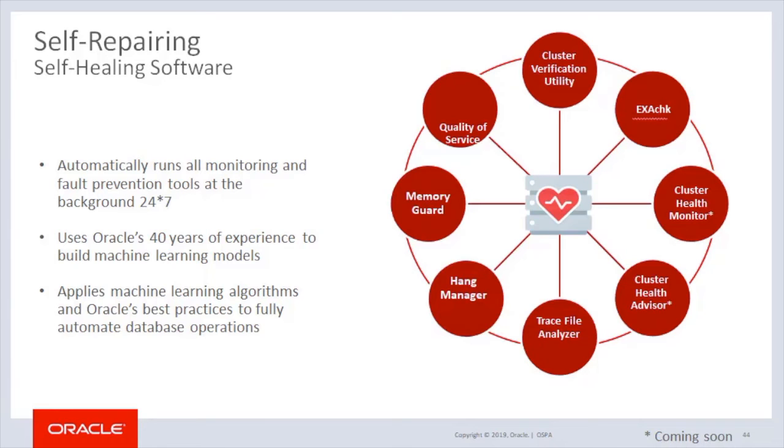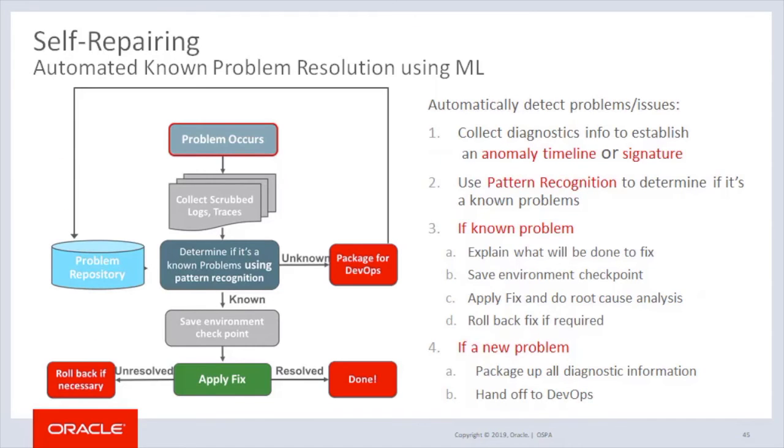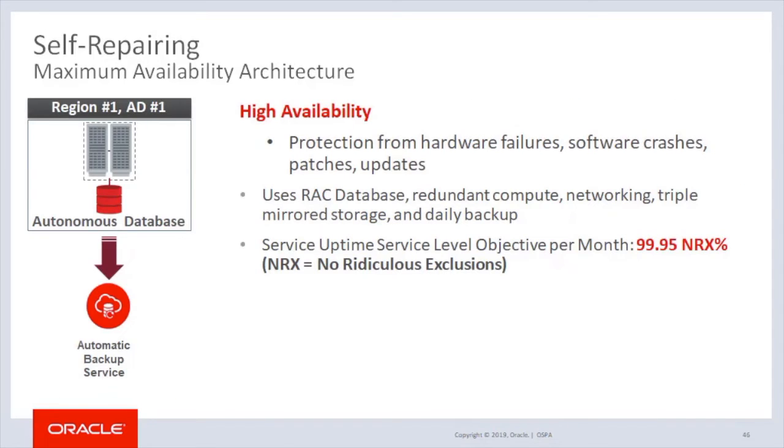It applies machine learning algorithms and Oracle's best practices to fully automate database operations. Oracle uses machine learning algorithms like anomaly detection, pattern recognition, and problem signatures to detect and prevent issues and failures and fix the known issues or raise SRs on behalf of our customers. Bug detection should be our job, not yours. It can correlate problems across different systems to give you a complete story of the fault that occurs. The hardware supports itself and heals itself.